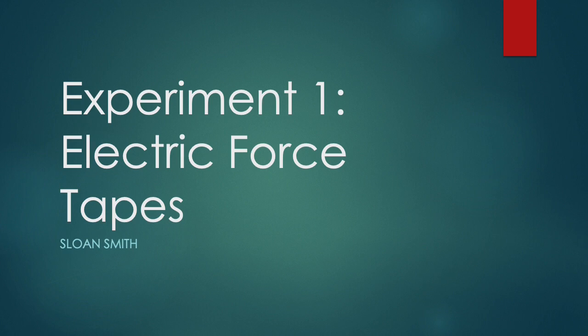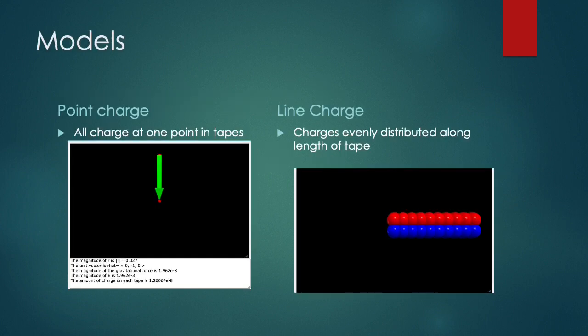The purpose of this experiment was to observe electric fields in action and calculate the magnitude of an unknown charge. To do this, we used Coulomb's law and modeled the tapes as both a point charge and as line charges. We found that we could find electric force by comparing it with gravitational force. We also found slight differences in the charges depending on if we used the point or line charge models.